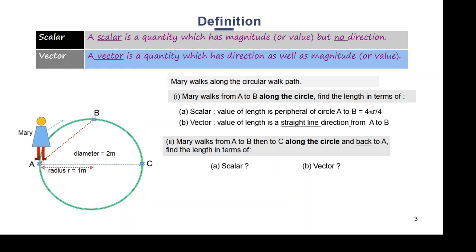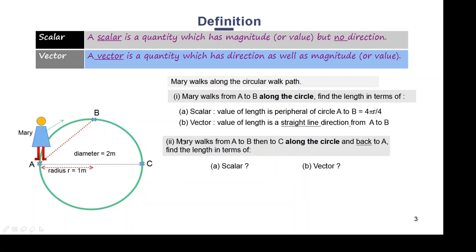Mary walks along the circular walk path. Question 1. If Mary walks from A to B along the circle, find the length in terms of scalar. It means that it is equal to the length of the peripheral of the circle from A to B, which is equal to 4 pi r divided by 4. Whereas for vectors, it is equal to the length of a straight line from A to B.